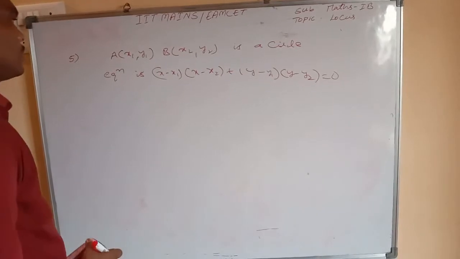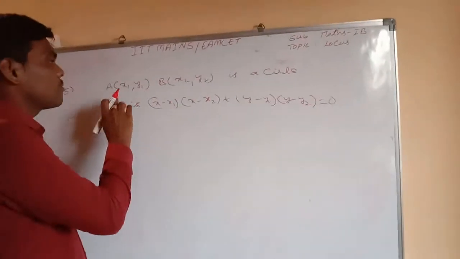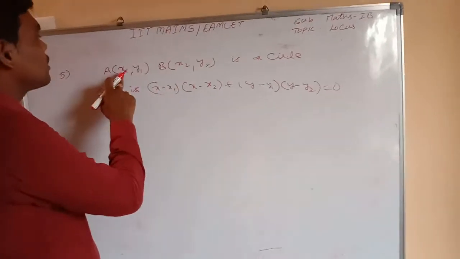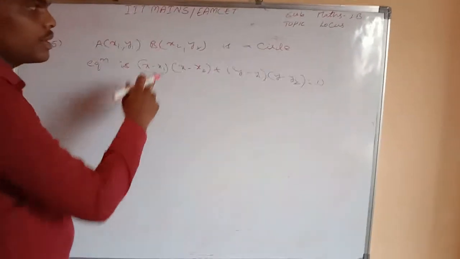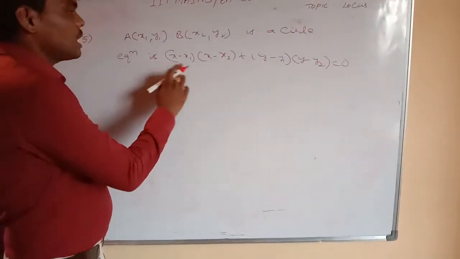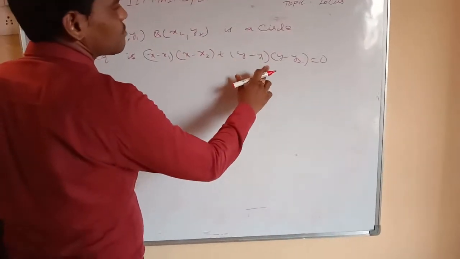Now I repeat, the locus of the third vertex of the right angle triangle when the ends of the hypotenuse are given as A(x1, y1), B(x2, y2) is a circle, and whose equation is (x minus x1) into (x minus x2) plus (y minus y1) into (y minus y2) is equal to 0.